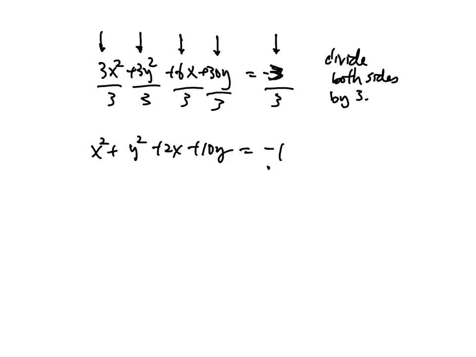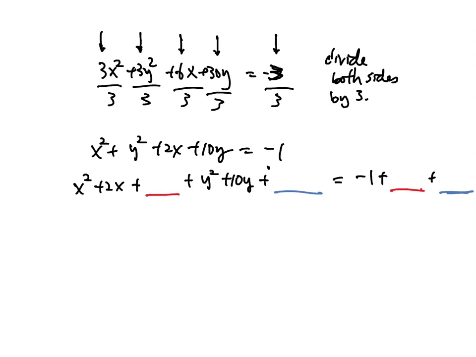Okay. Now this problem just looks like the previous one. Rearrange. X squared plus 2x plus blank, plus y squared plus 10y plus blank, equals negative 1 plus blank plus blank. Those are the missing numbers.